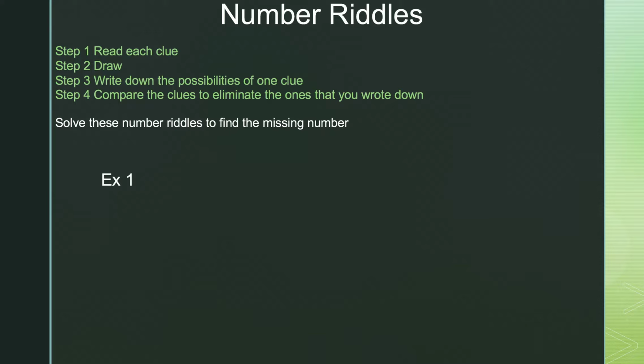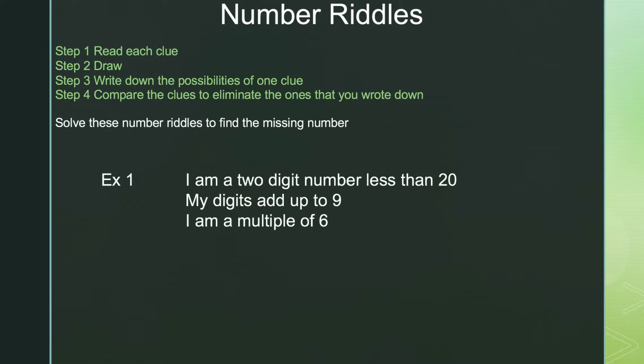Now, take a look at example 1. I am a 2-digit number less than 20. My digits add up to 9. I am a multiple of 6. Now let's figure out which one we want to write down.